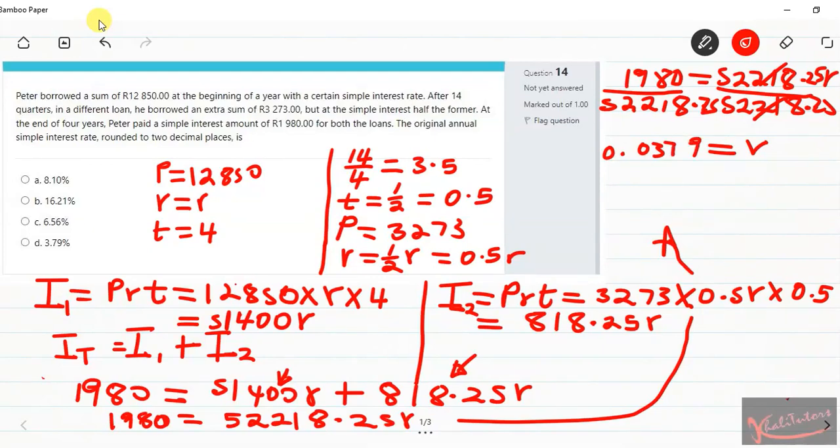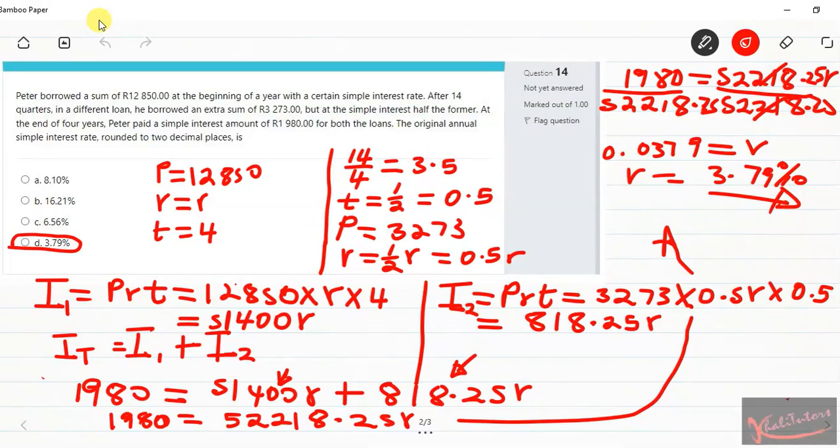Okay, so this is 0.0379. Remember, the interest rate is normally expressed in terms of percentages, so we'll simply multiply this by 100. Then your R will be equal to 3.79%. Okay, so we're done with the first question, and the answer to this is actually D. Once we're done with that, let us move on to the second question.